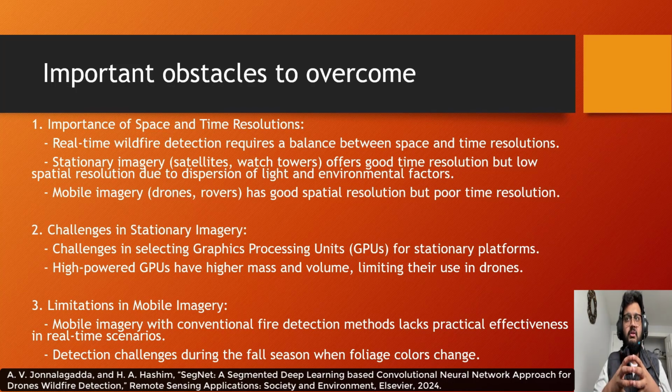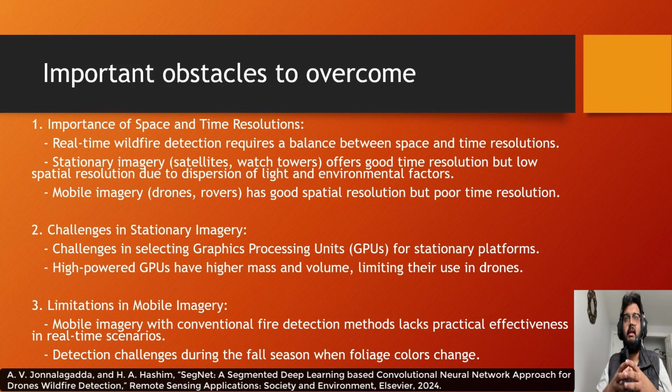This is because the incorporation of heavy, high-performance GPUs in these platforms enables faster processing, reducing overall processing times. However, challenges arise from light dispersion, diverse angles, pixel information, and environmental factors like fog and cloud cover, limiting spatial resolution. On the other hand, mobile imagery such as drone or rover observations provides excellent spatial resolution but lags in time resolution. Conventional fire detection methods like smoke and temperature sensors are not practically effective in real-time scenarios with these platforms. Researchers encounter various limitations in this domain, impacting the smooth progression of their studies.